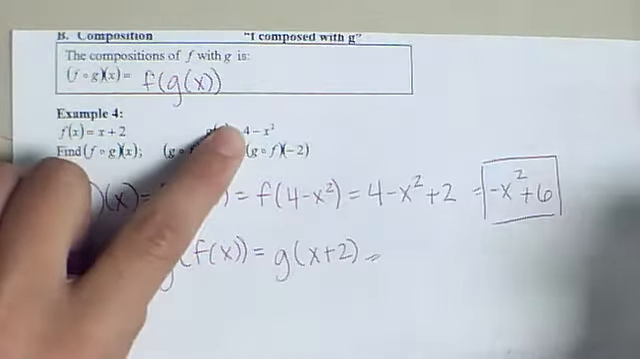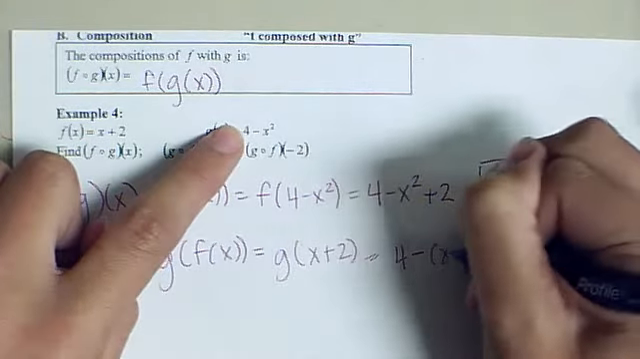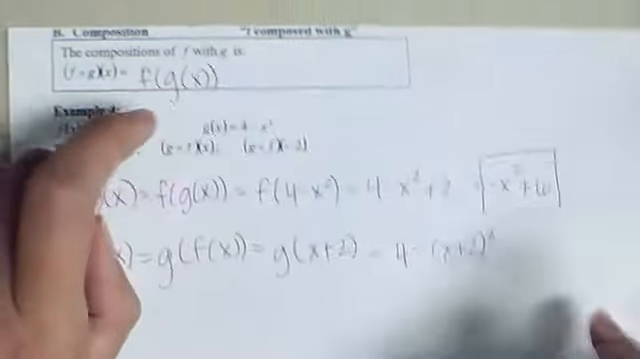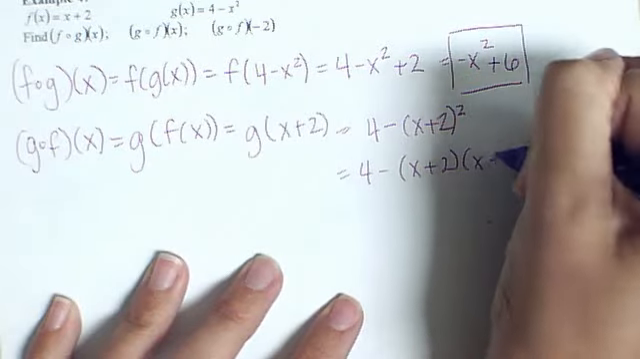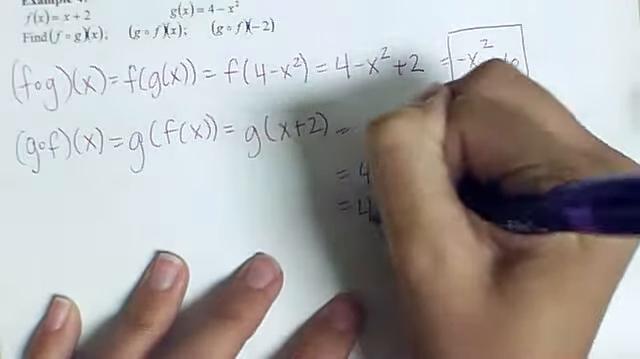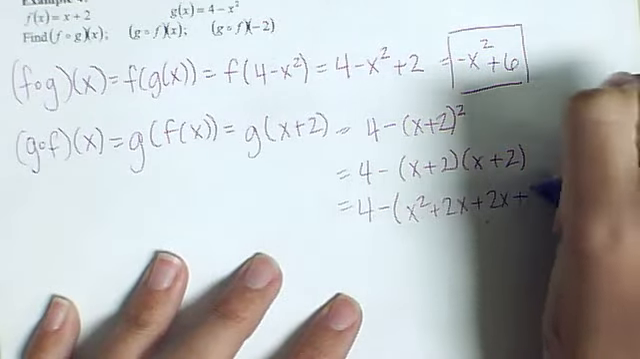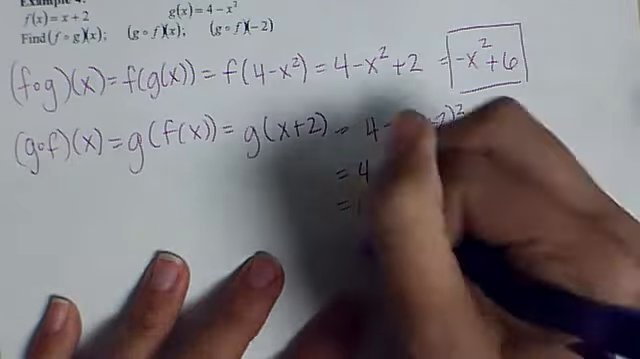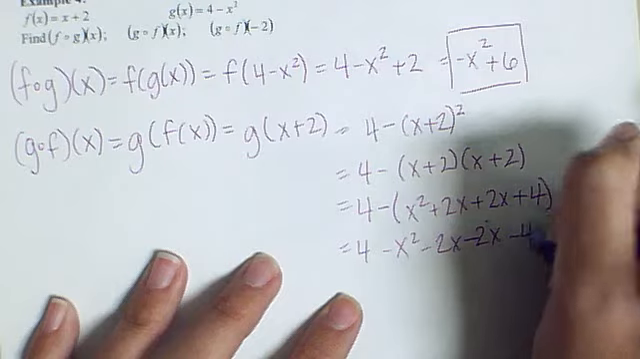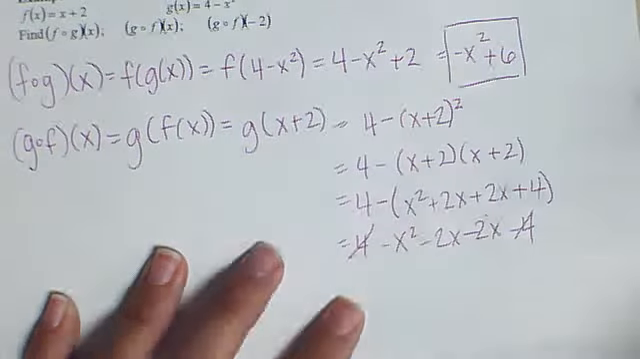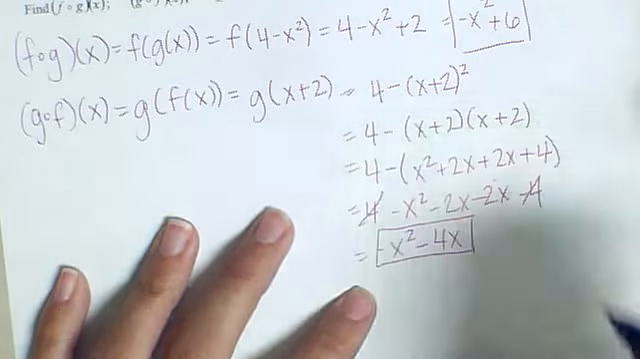Then I'm going to go to my g function, and I'm going to write 4 minus, and where I used to see x, now I should plug in x plus 2, and then back up here squared. To simplify this one, I need to FOIL x plus 2. Do that one twice. So I've got 4 minus x squared plus 2x plus 2x plus 4. When I distribute that negative, I have 4 minus x squared minus 2x minus 2x minus 4. Cancel my like terms that cancel and combine the ones that don't to get negative x squared minus 4x.